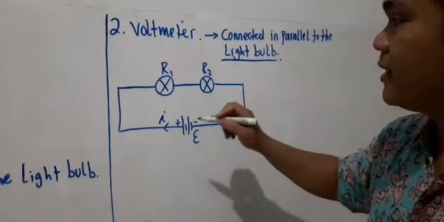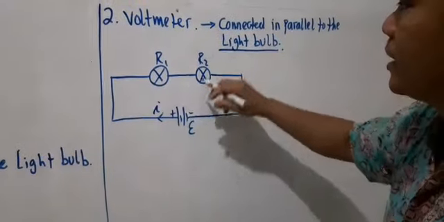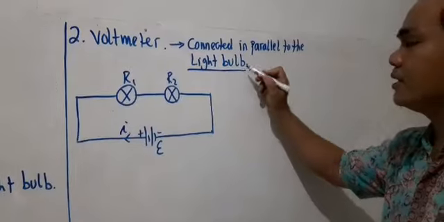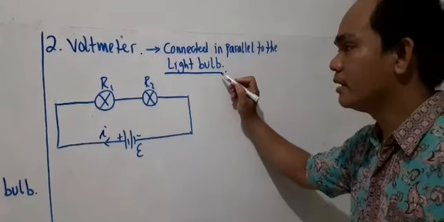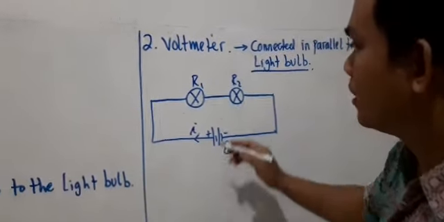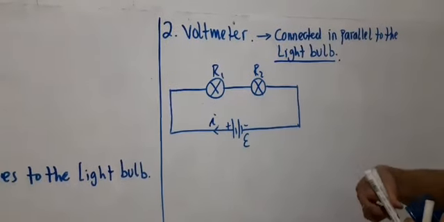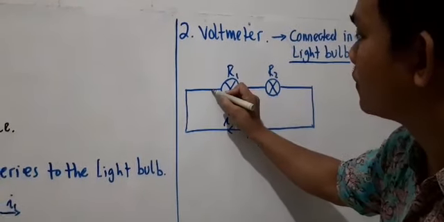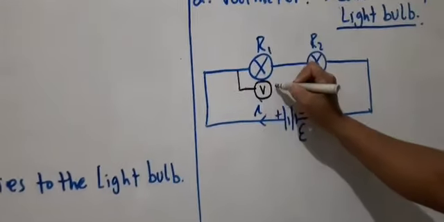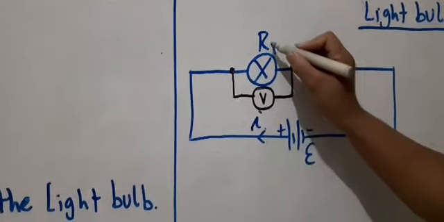One thing you should know is that when you connect the voltmeter in this circuit, you should connect it in parallel to the instrument that you are going to measure. In parallel means it is in front of the light bulb. So the voltmeter must be connected here, between resistance one.